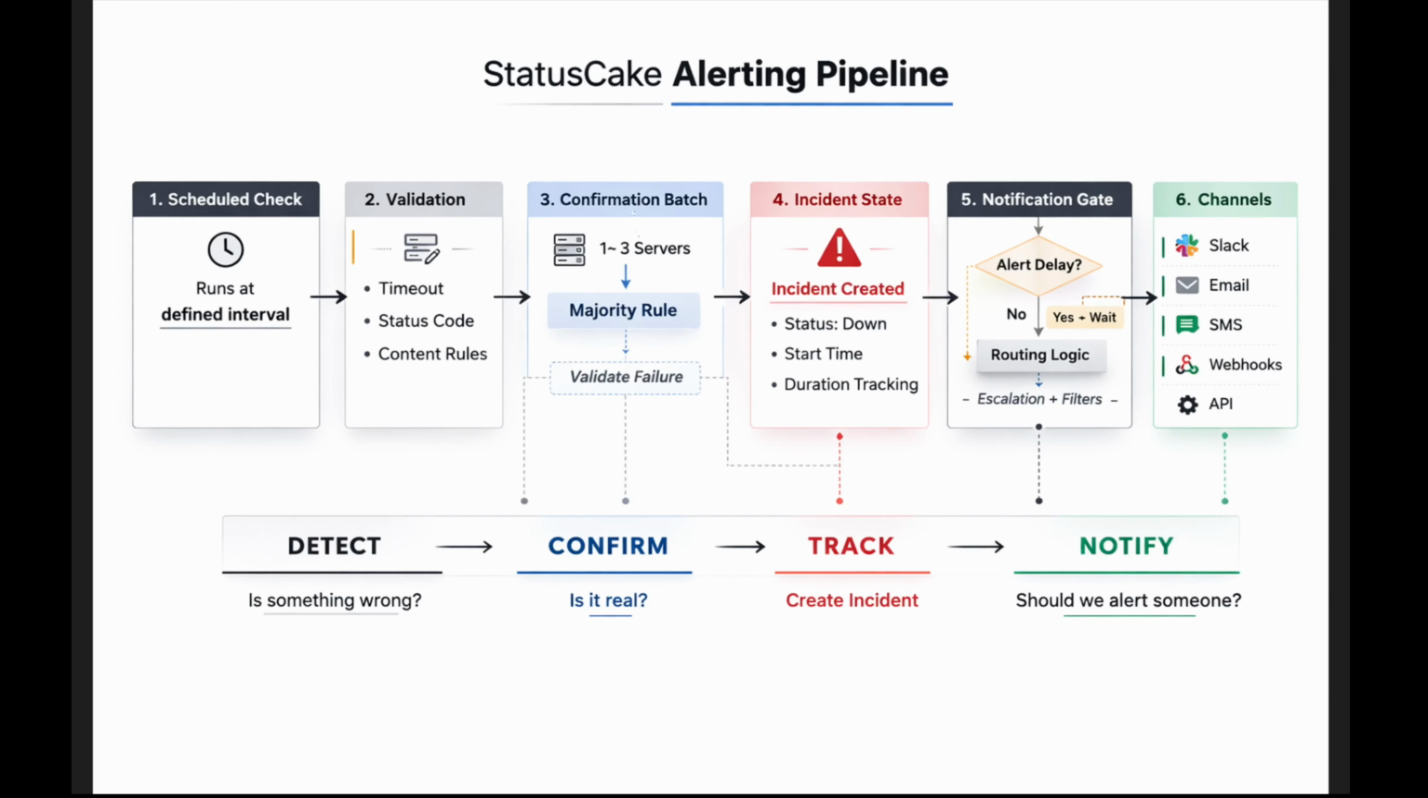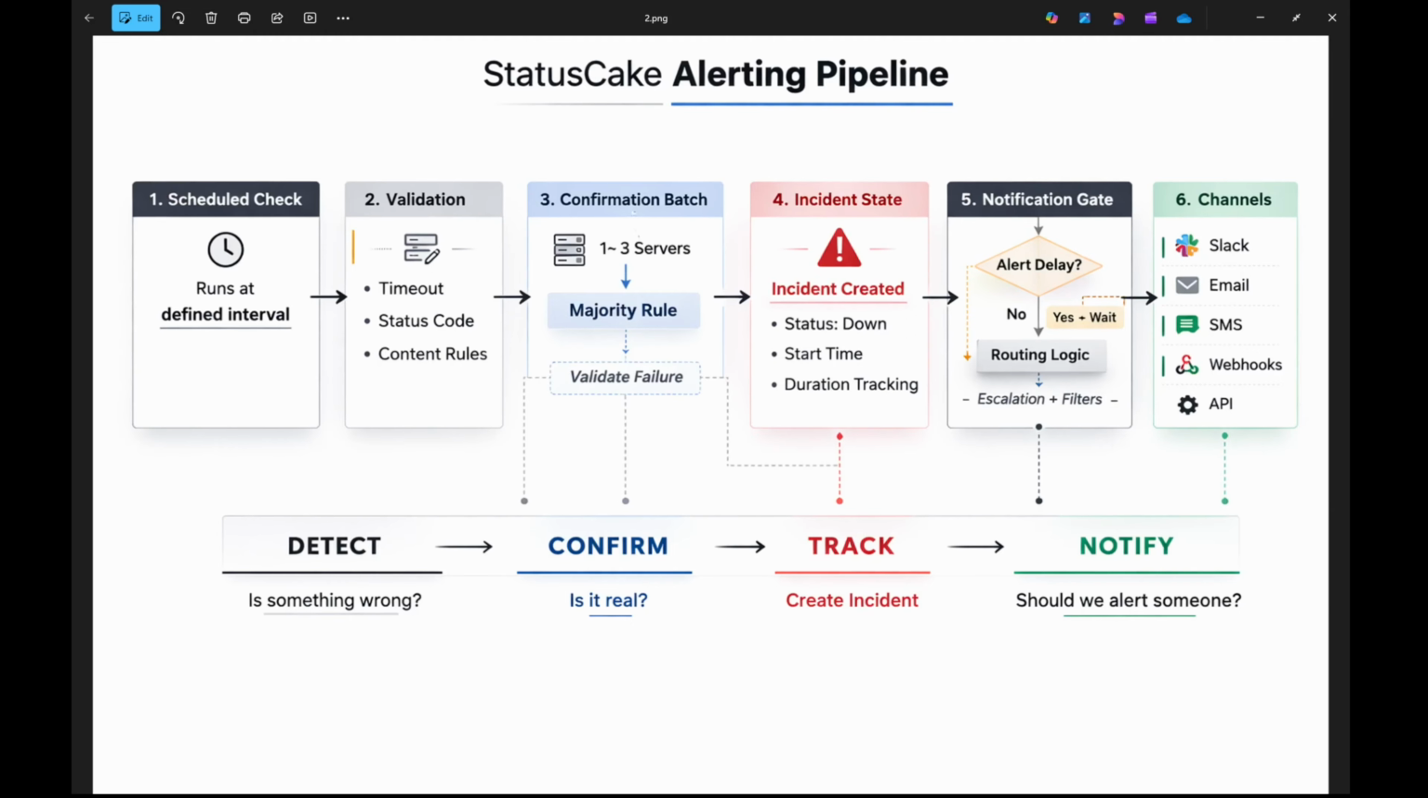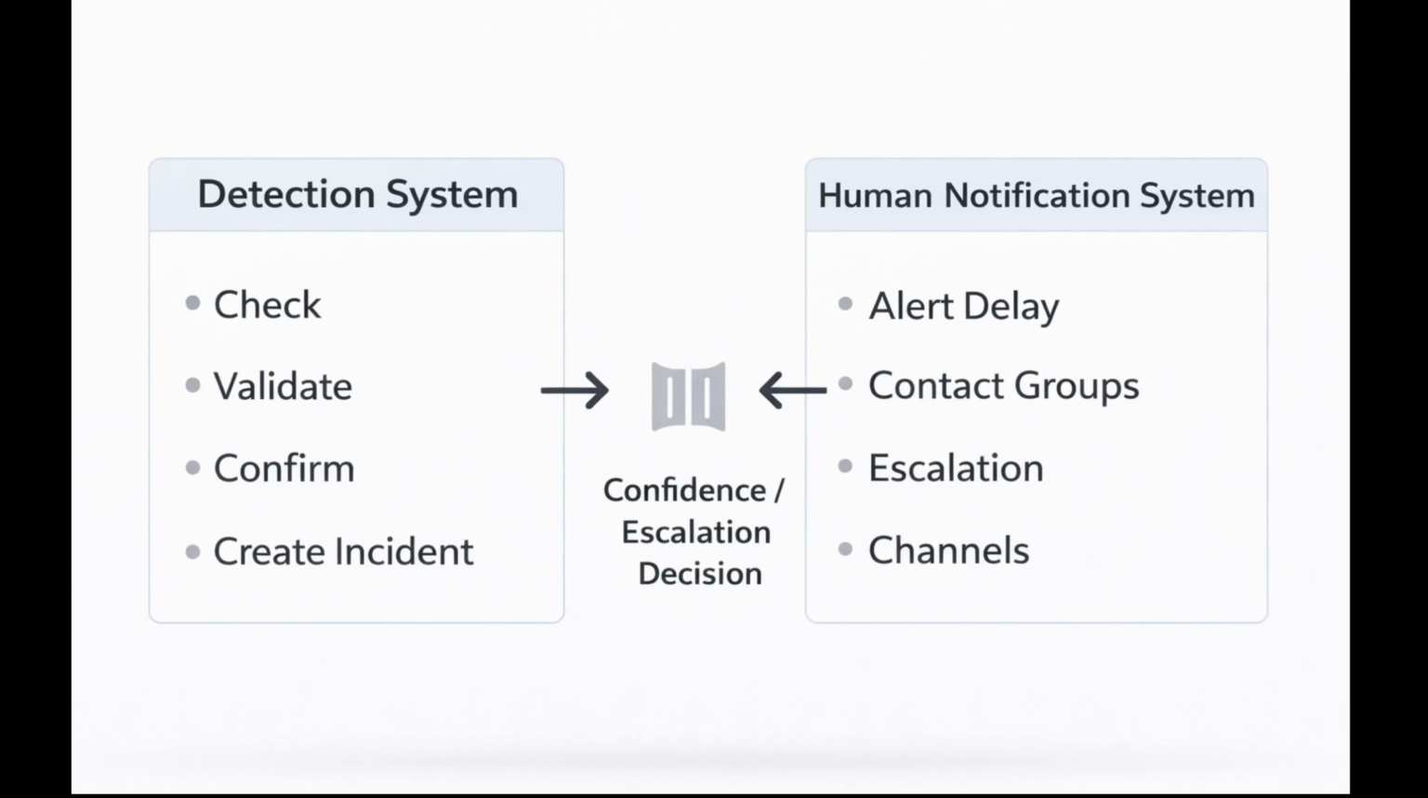If the majority confirm it, an incident state is created, and that is important. Because at this point, an incident exists, but no human has necessarily been notified yet. Because after incident creation, there's another gate, the notification gate. This is where alert delay and routing logic decide whether to escalate the event to Slack, email, SMS, or anywhere else. So the system isn't fail, alert, it's check, validate, confirm, create incident, and notify. That structure is intentional.